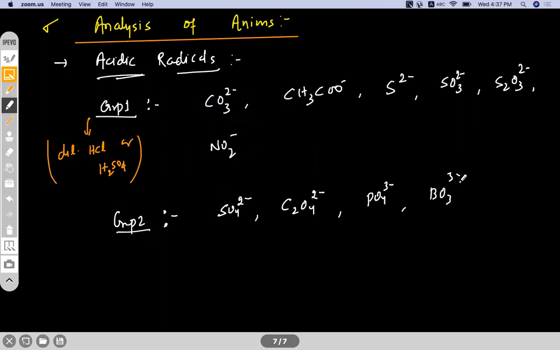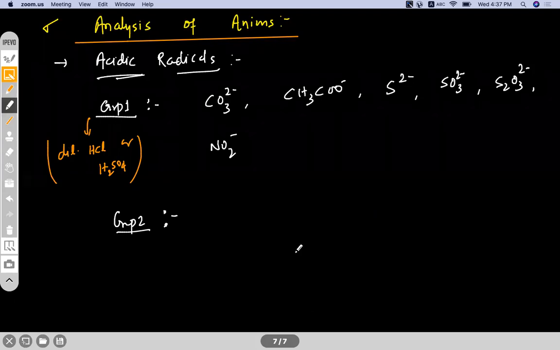But one second, group two is, wait, I have written it in another way. Not these ones, these are the group three anions we have.